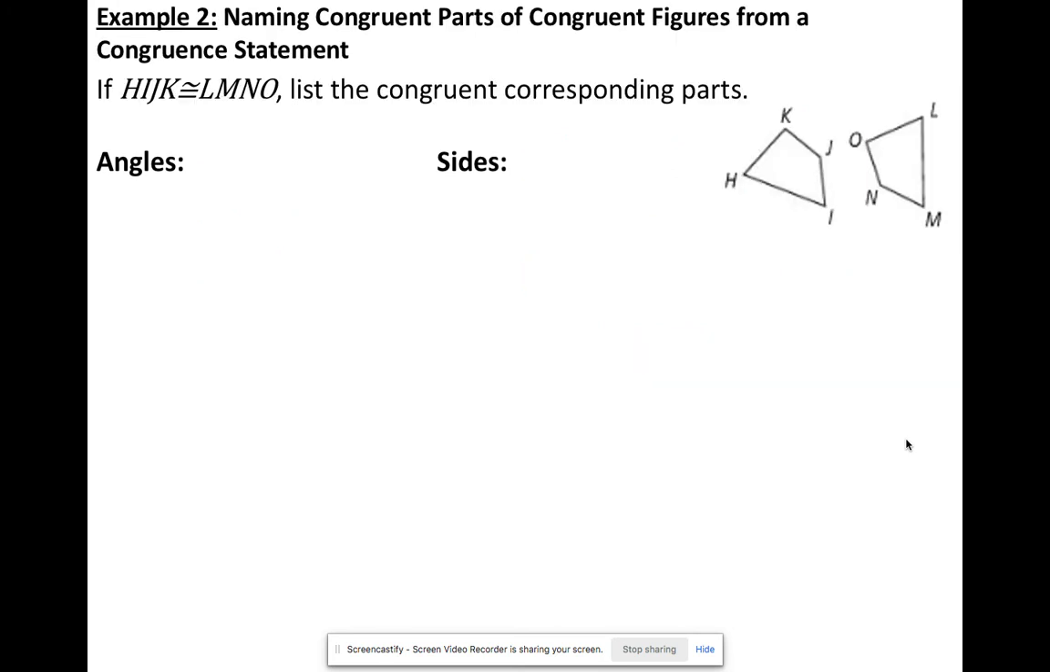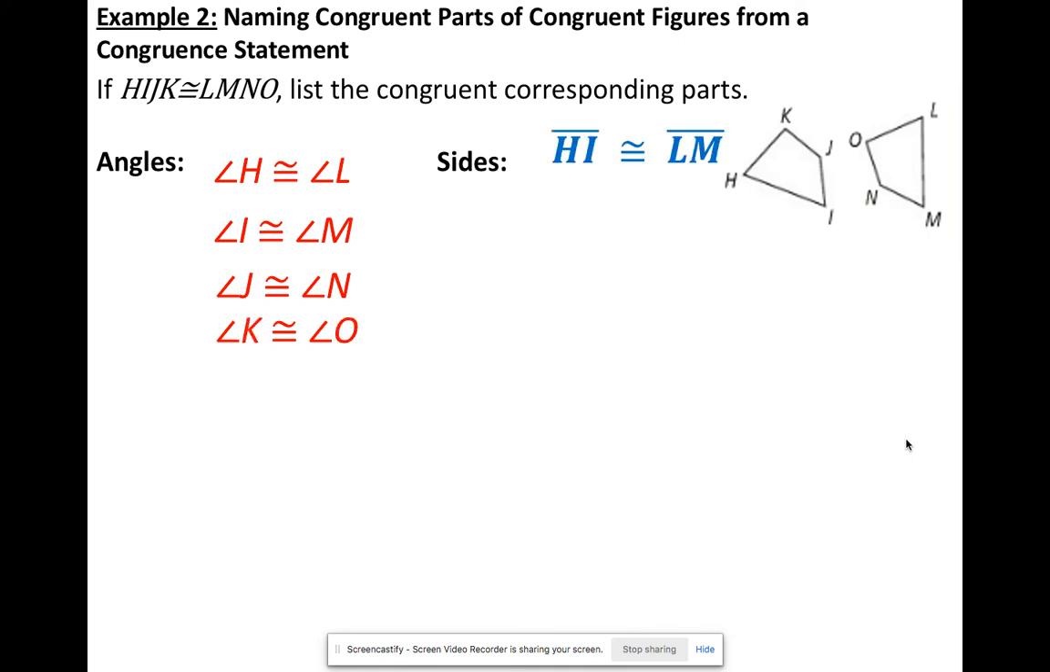So example 2. If HIJK is congruent to LMNO, list the corresponding parts. We can go through this. Angle H is congruent to angle L. We also know that angle I is congruent to angle M. Angle J is congruent to angle N, and angle K is congruent to angle O. We could also do these sides. Side HI is congruent to LM, and I think you're getting the idea. Look at these statements and let me know if you're lost at all.